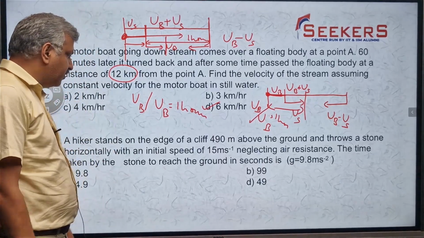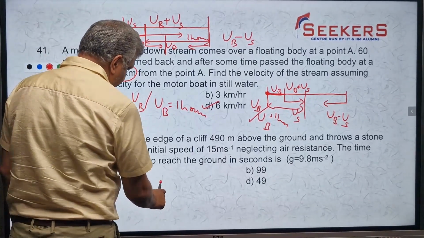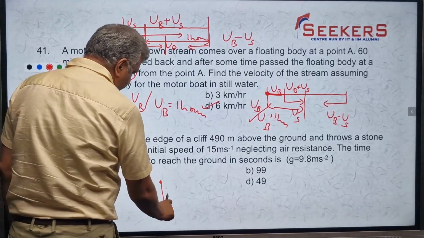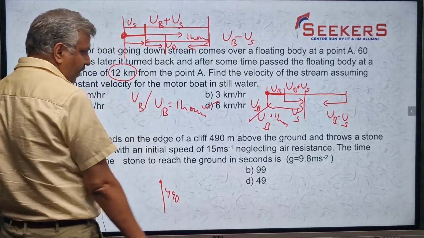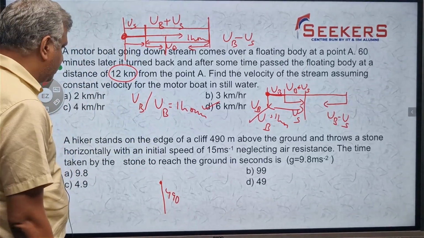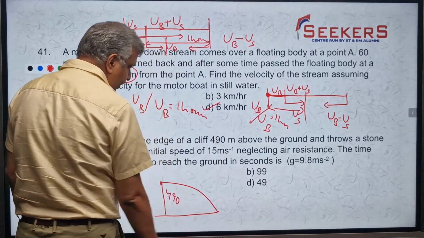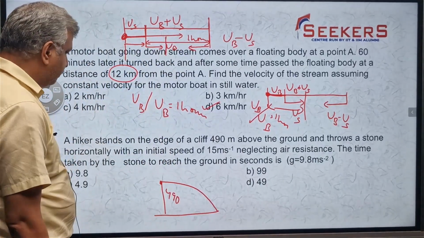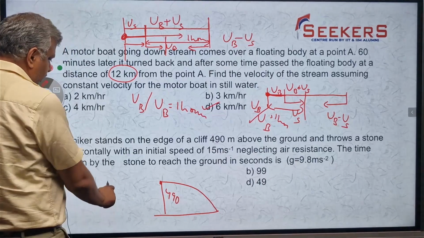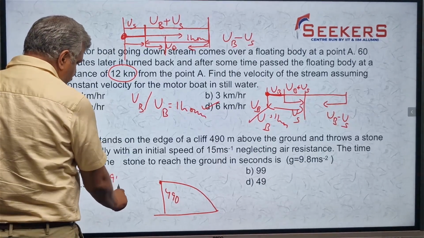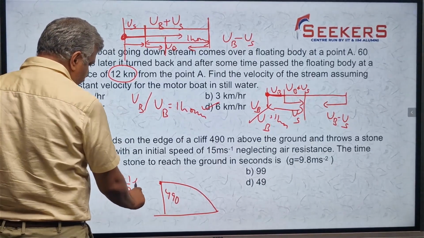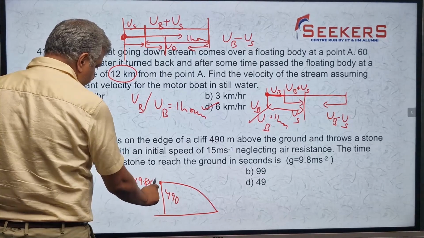A hiker stands on the edge of a cliff. So there is a cliff here, 490 meters above the ground, and throws a stone horizontally with an initial speed of 15. So the stone will go and hit here. The time taken by the stone to reach the ground: S is equal to half g t squared. So 490 is equal to half into 9.8 into t squared.